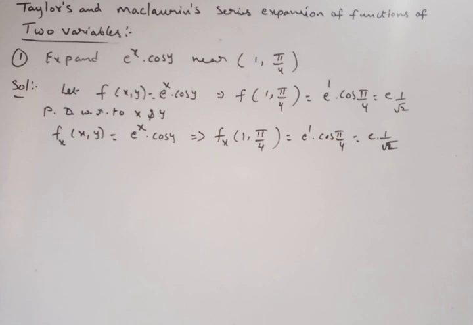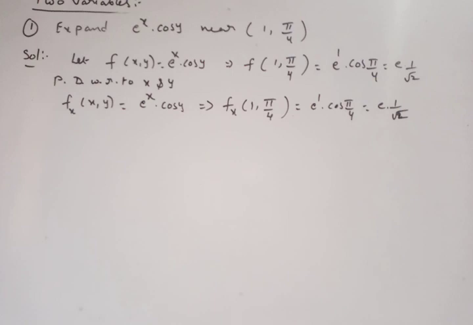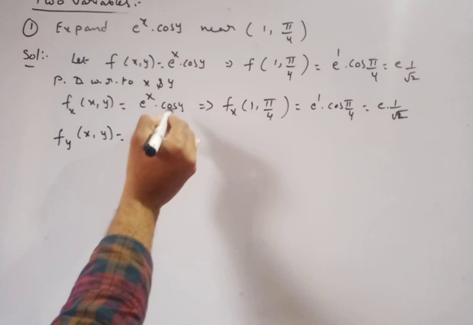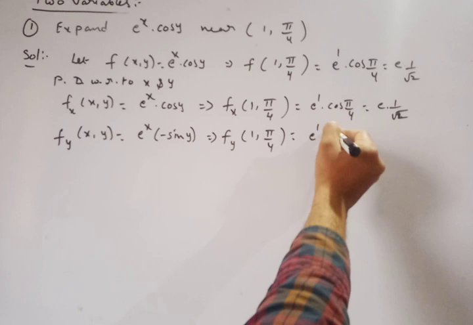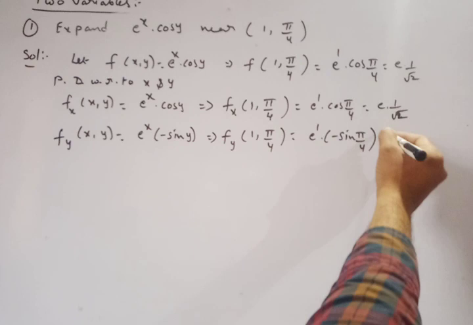Next, fy. Now partially differentiate with respect to y. fy is equal to e power x into the differentiation of cos y, which is minus sin y. So where do we have to calculate? At 1 comma pi by 4. So e power 1 into minus sin pi by 4. Sin 45 is 1 by root 2. So I get minus e by root 2.